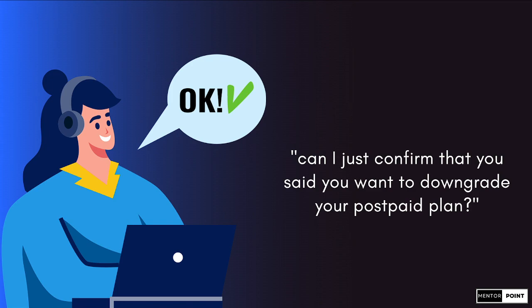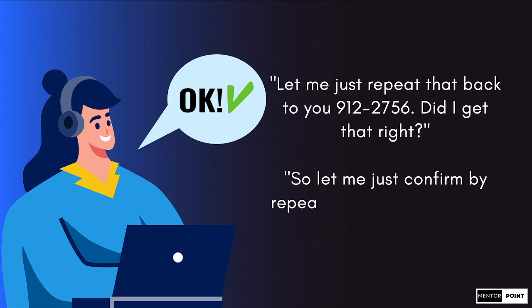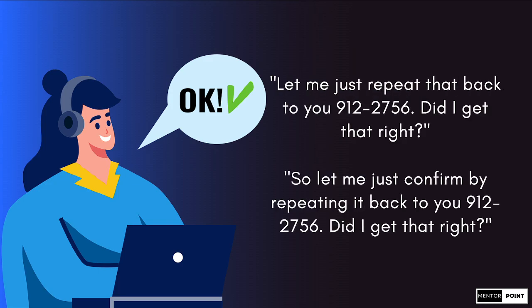Let's say you ask for a phone number and the customer gives the information 912-2756. The best way to confirm it is to repeat the information back to the customer. Say, for example, let me just repeat that back to you, 912-2756. Did I get that right? Or say, so let me just confirm by repeating it back to you, 912-2756. Did I get that right?